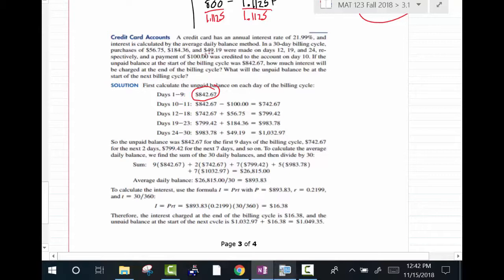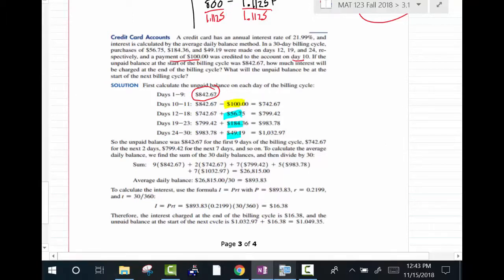The problem basically said this. On day 10, you made a payment. You paid off $100, okay? Then on day 12, you ended up buying something. Then on day 19, you bought something again, and on day 24, you bought something again. So you paid that off on day 10. The other things, you're just charging and adding to your account. So here's how this average daily balance method works.